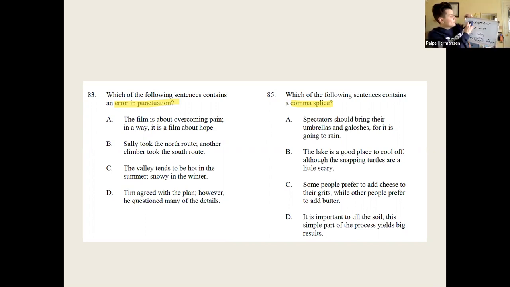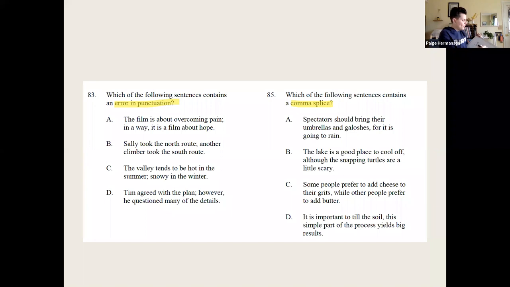A dependent clause has a subject and a verb, but it does not express a complete thought. It's dependent because it cannot stand alone in the sentence. It cannot exist without an independent clause somewhere near it. Dependent clauses cannot be independent, standalone sentences. They're dependent because they depend on something else in order for them to make sense, right? An independent clause, you have all the information you need, right?